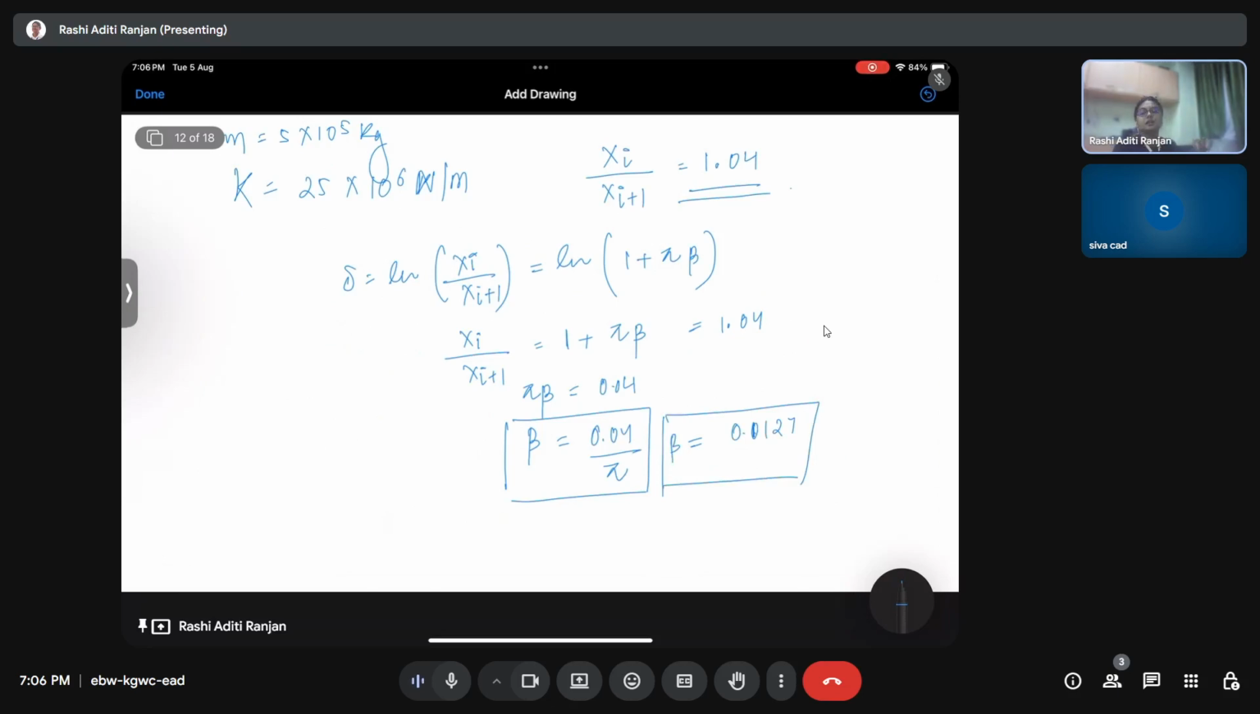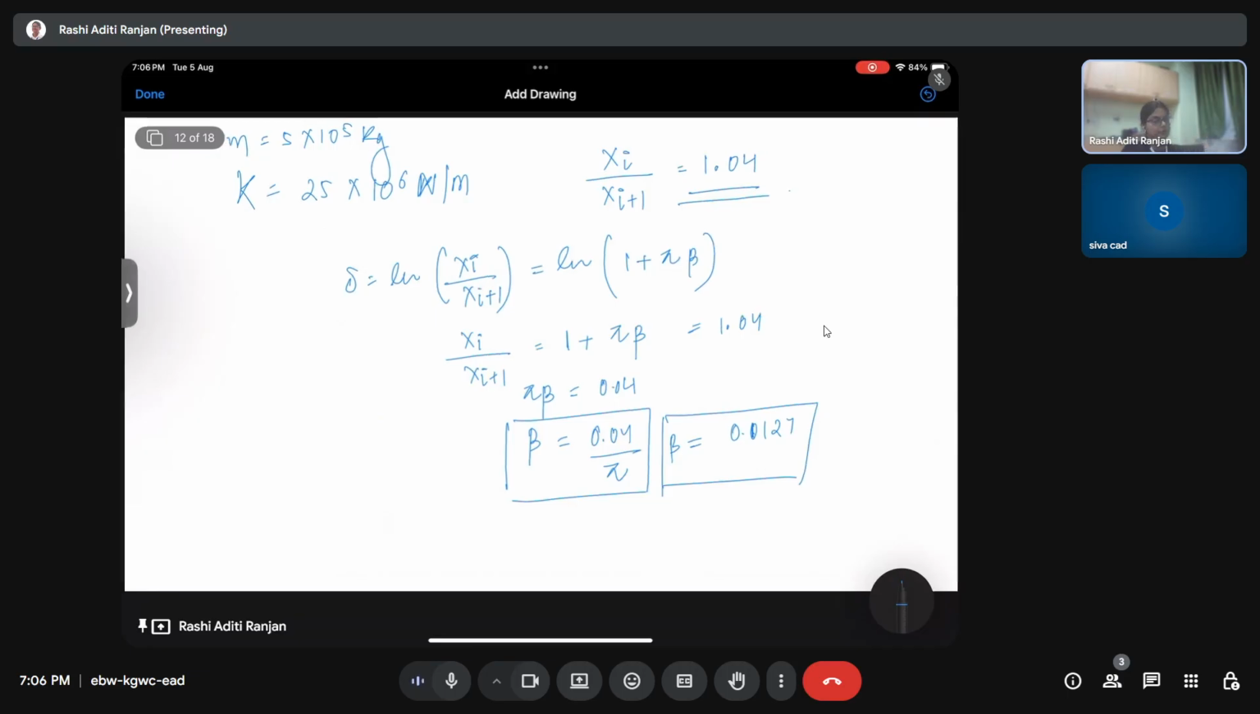Now this is a very easy question if you know the relation. But how we derived the equation is also very important. If you just remember this equation, that xi by xi plus 1 is equal to 1 plus pi beta, ln of 1 plus pi beta, you are going to get the answer. Okay, I hope this is clear.